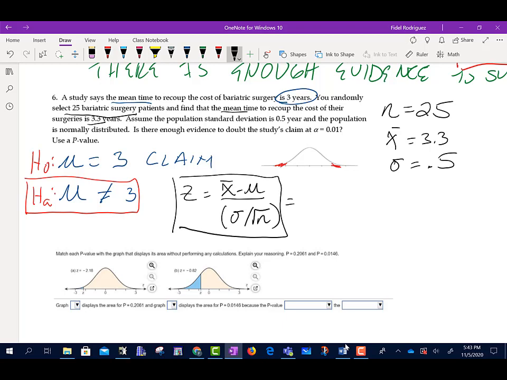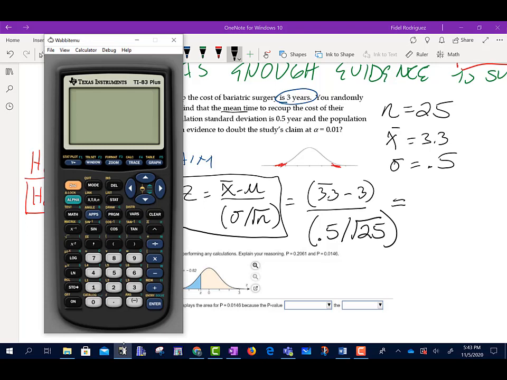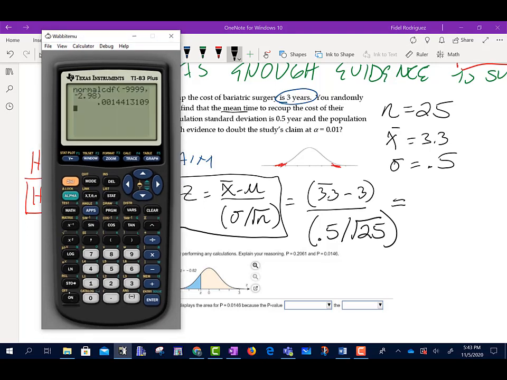Okay, so first thing we're going to do, we're going to continue with finding our standardized test statistic. So z is going to be x bar, 3.3, minus our mu, which is 3, divided by my standard deviation, 0.5, divided by the square root of 25, okay? So I'm going to grab my calculator once again, and I'm going to turn it on. There we go, clear this out. So I'm going to go 3.3 minus 3 divided by 0.5 divided by the square root of 25. Okay, and hit enter.